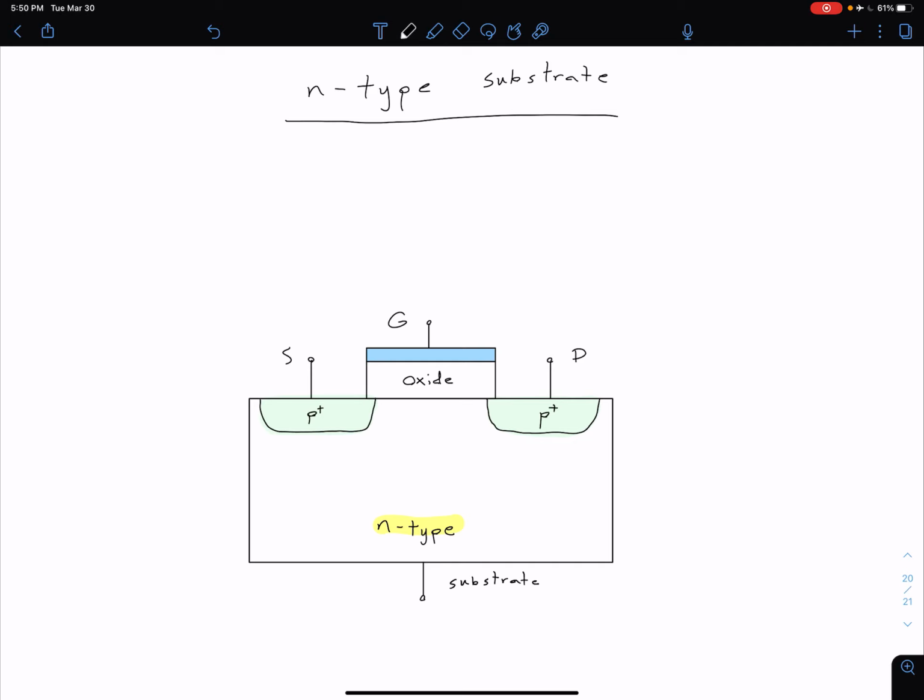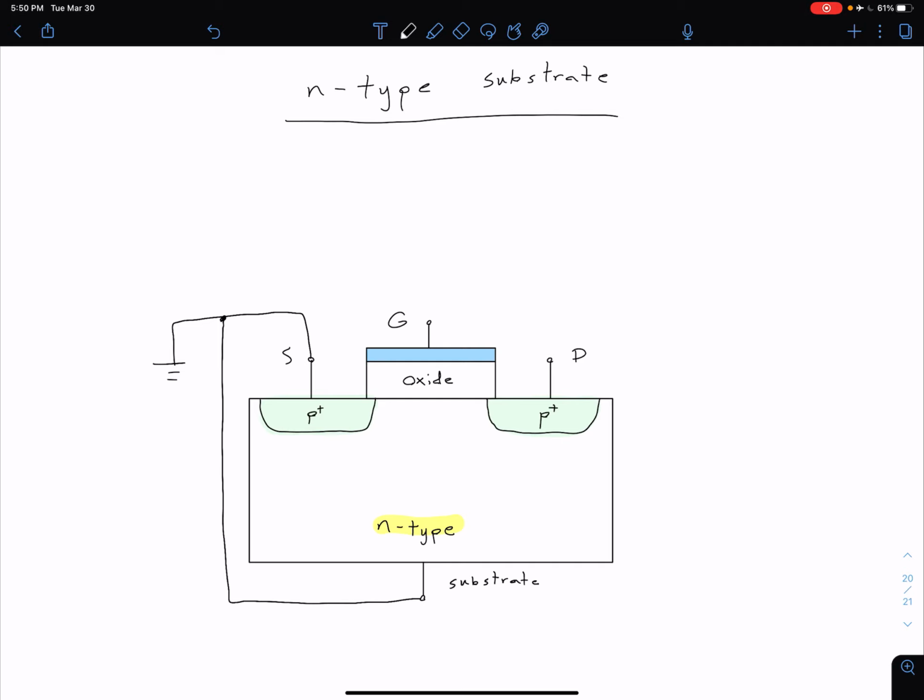Typically, like with our P-type substrate, we're going to have our source connected to ground, and typically we're going to tie the substrate to that source as well. Now, because this is an N-type substrate, we need to have a negative voltage applied to our gate in order to create that inversion layer.